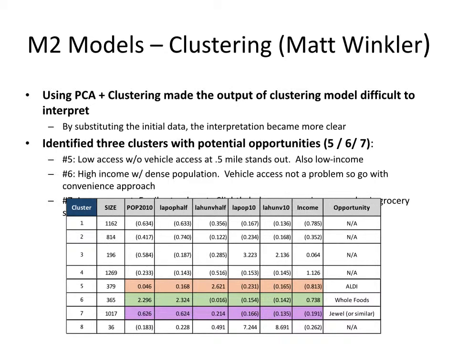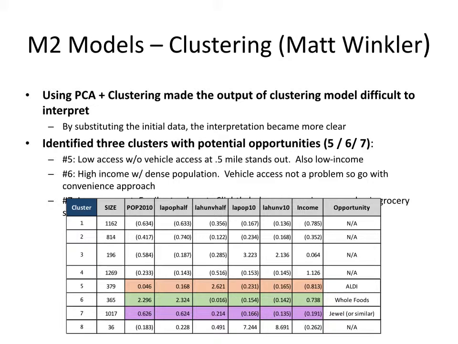So for my version of the M2 model, I used a clustering approach, and I took from the insights that Carla found from her version, which combined PCA with clustering. I got the idea that maybe we should try to cluster, but do so on the initial variable inputs, because by using the initial data, the interpretation would become a little more clear. So when I did that, I ended up identifying 3 clusters where there are potential marketing opportunities. Those are numbers 5, 6, and 7 in the chart.